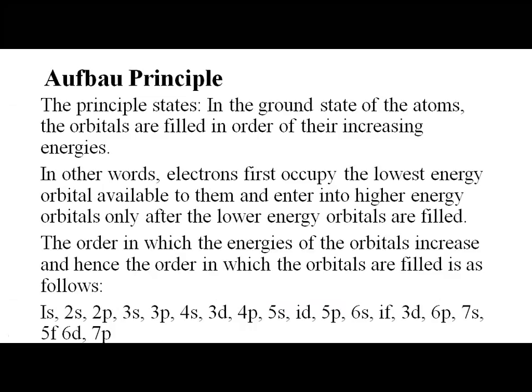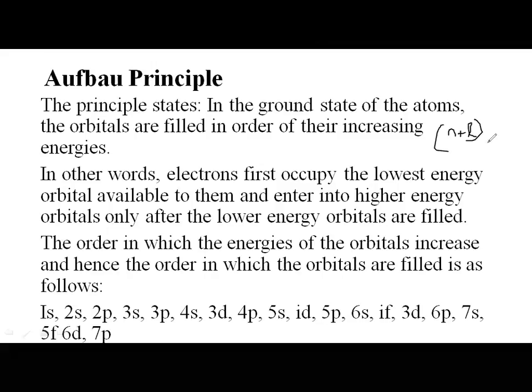We have seen that there are three rules for filling up of the electrons. Aufbau principle: in the ground state of the atoms, electrons are filled in increasing order of their energies, right? And the energies are governed by the n plus l rule. Lower the value of n plus l, lower is the energy, and that orbital is written first. But if the n plus l value is the same for two different orbitals, then we see the n value. Lower the value of n, lower will be the energy. So this we have seen in the Aufbau principle.